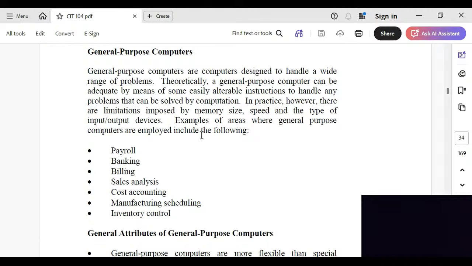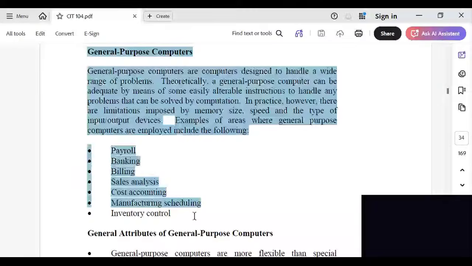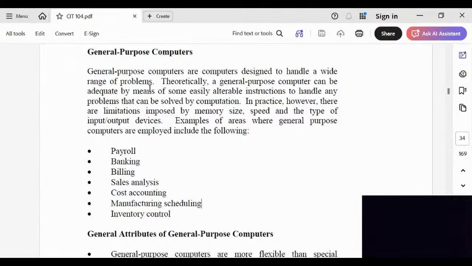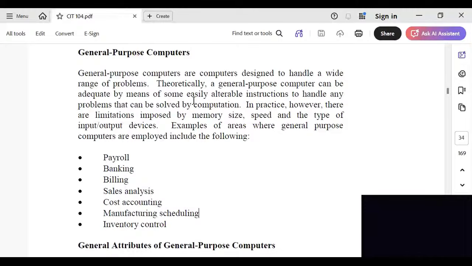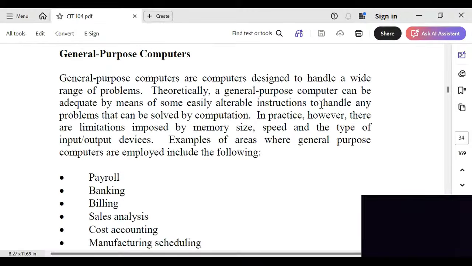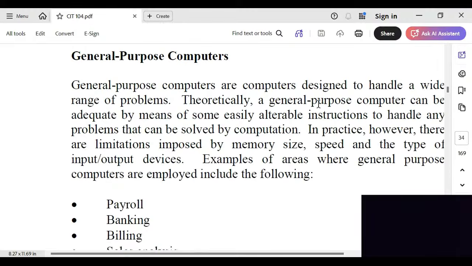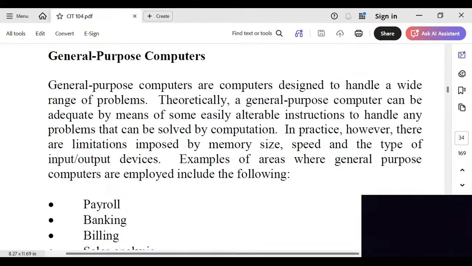Now, today our concern is to start from the general purpose computer. This handles a wide range of problems, not just one type of problem like the specific purpose computer. The same computer will handle drawing, that is using CorelDRAW. It will handle documents using Microsoft Word. In fact, this same computer will handle different things.